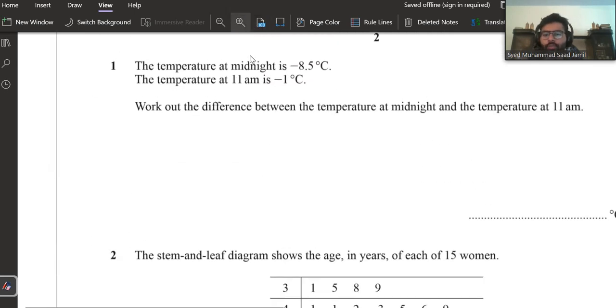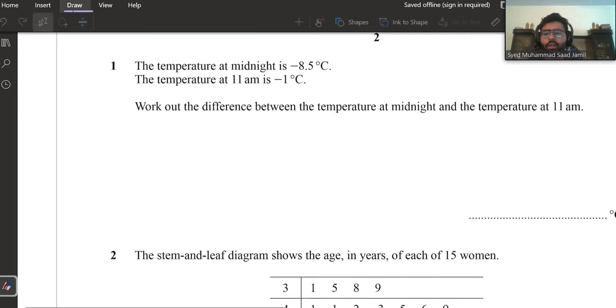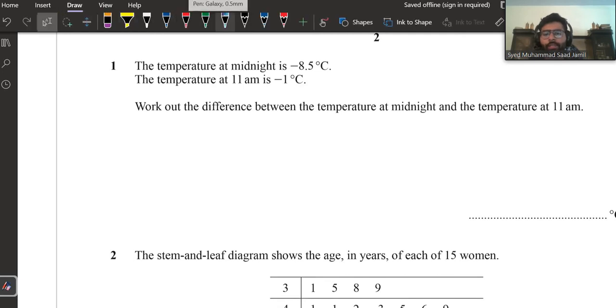So, question number 1, it says the temperature at midnight is minus 8.5. The temperature at 11 a.m. is minus 1. Work out the difference. Difference means you have to subtract both of the numbers. So minus 8.5 minus minus 1.